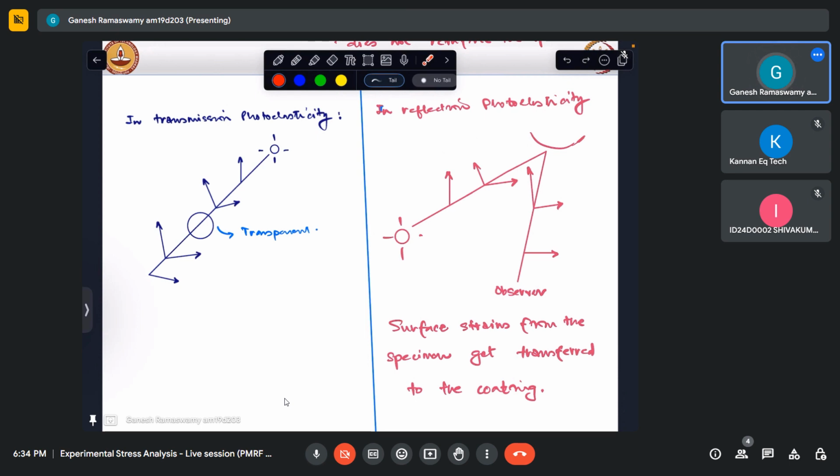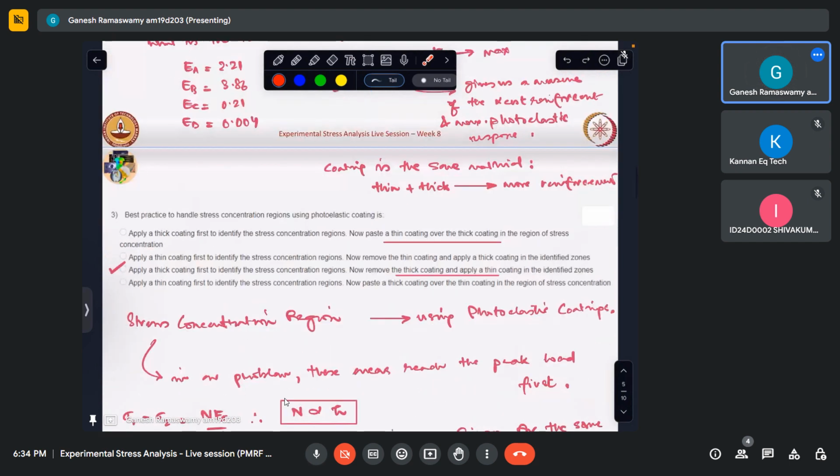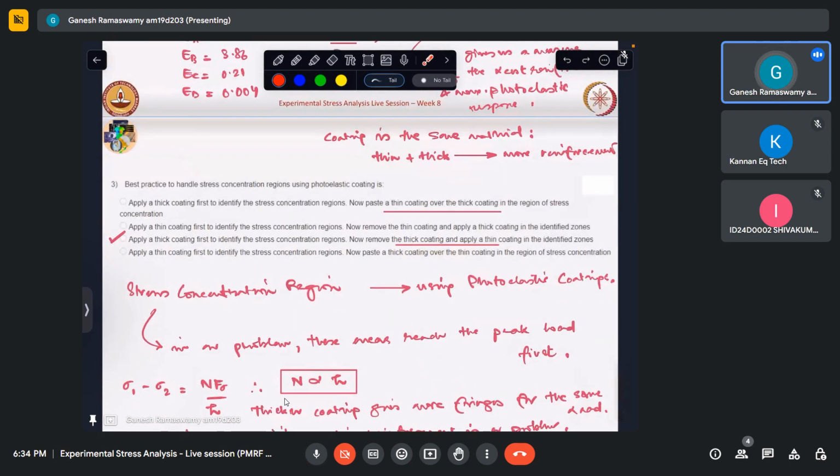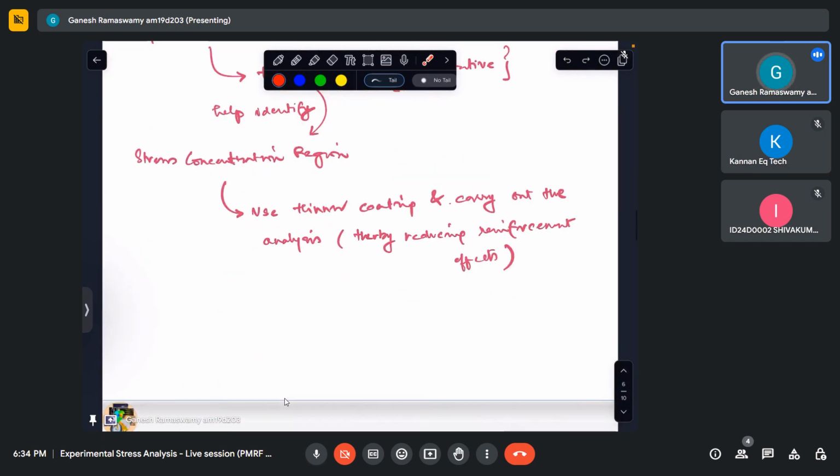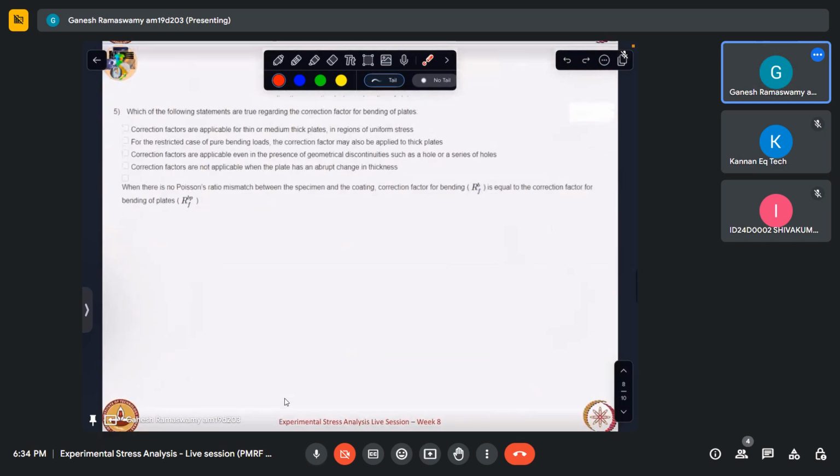Okay, so let us look at this question. It says, which of the following statements are true regarding the correction factor for bending of plates. The first option says correction factors are applicable for thin or medium thick plates in regions of uniform stress.